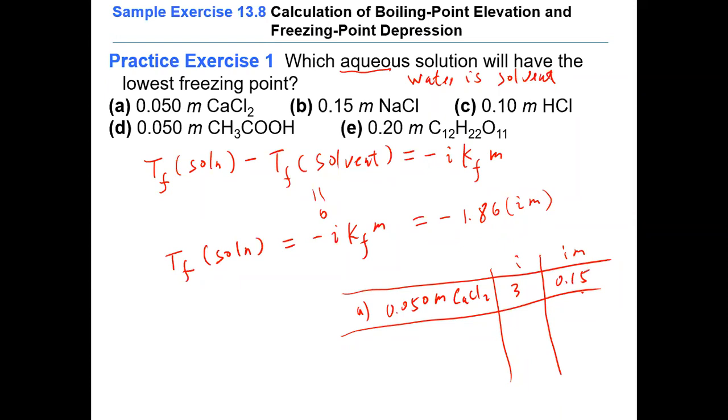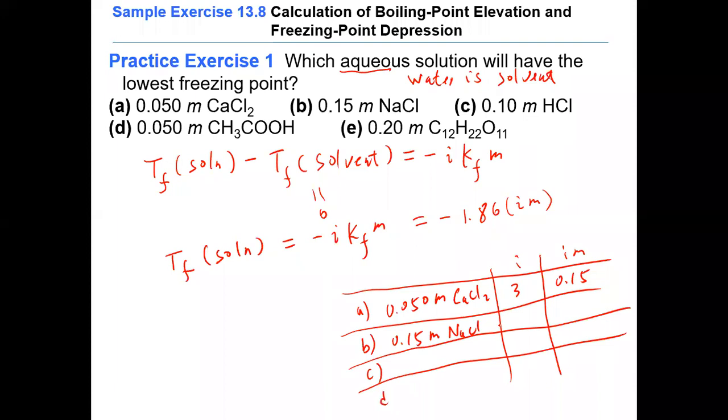So for the second one, we have 0.15 molarity of NaCl. So what is i for NaCl? Okay, so what do you think? What is i for NaCl? Two. Yeah, who said two? 0.10 HCl. Yeah, perfect. So this is two, because you have two ions. For each one NaCl gives you one Na plus ion, one Cl negative ion. So therefore all together i equals two. So two times 0.15 to get that, right? So what is i for HCl? Anyone know? Oh, it's two. Yeah, two. So therefore 0.20.